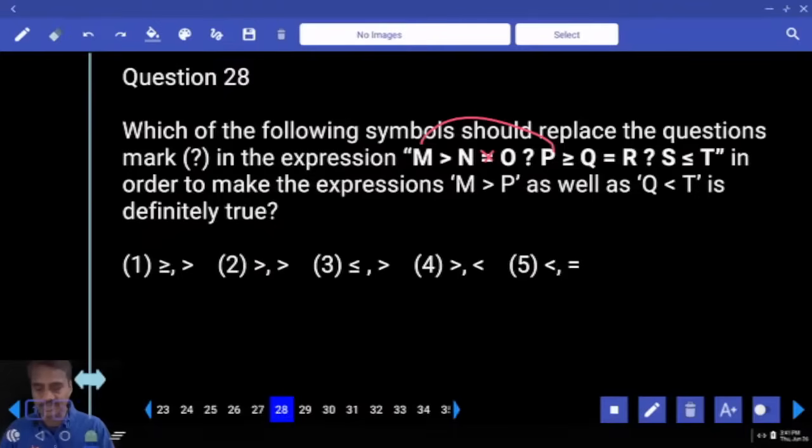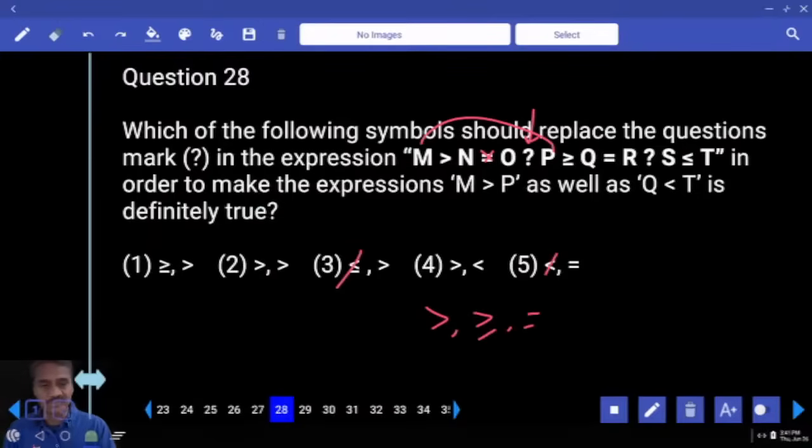Then among the given choices, anyhow we have greater than at this place. As greater than is here, tell me which symbol should be present at this place. Now you can have greater than, or greater than or equal to, or equal to. How many possibilities do we have? 3 possibilities. Clear? That means you cannot have less than; these 2 choices were ruled out.